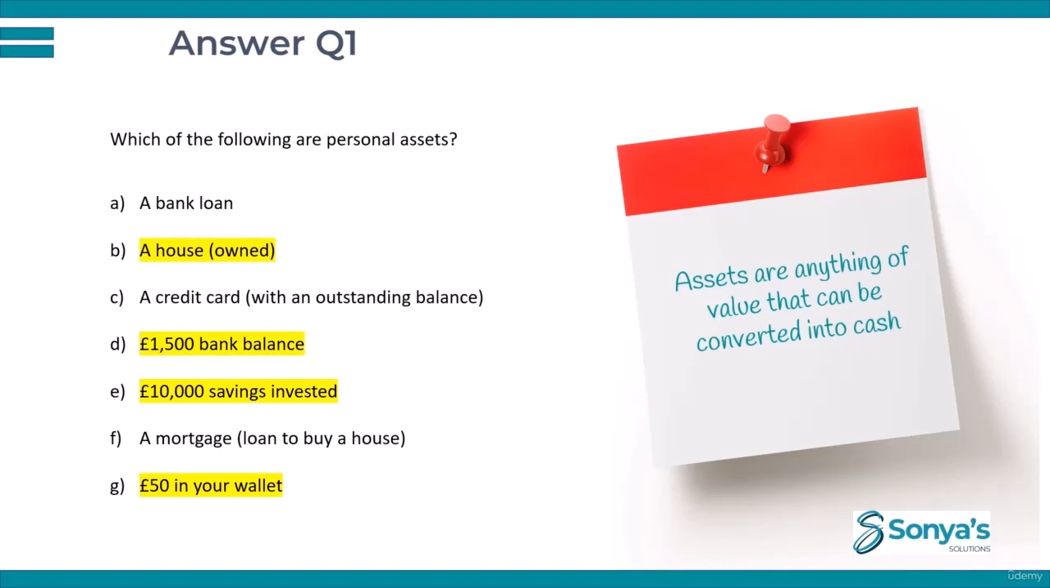Assets are anything of value that can be converted into cash. A house that's owned can be sold and converted to cash. This cash can then be used to repay any mortgage that we might have on the house. The house is an asset, the mortgage is the liability. Cash also has value, so whether it's in your wallet or deposited elsewhere, it's also an asset.